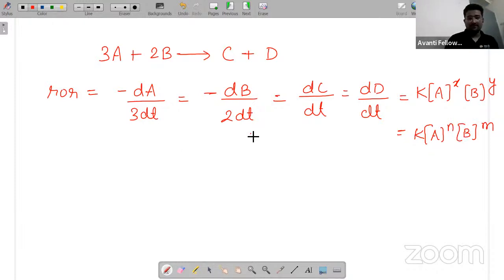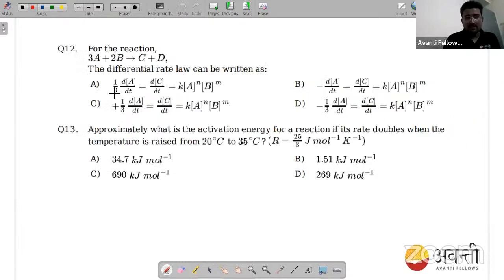Okay, let's see. In option number 1, the minus is not mentioned, that means this is incorrect. Here it is minus dA by dt only, it should be 3 dt, this is also incorrect. Here it is plus, incorrect, that means option number D is the correct answer. You can check here, minus 1 by 3 dA by dt equal to plus dC by dt equal to K A to the power n B to the power m. I hope this question is clear. Very simple question.